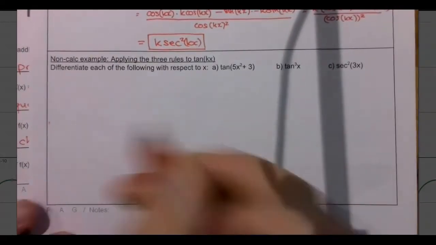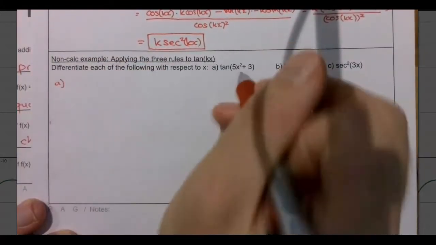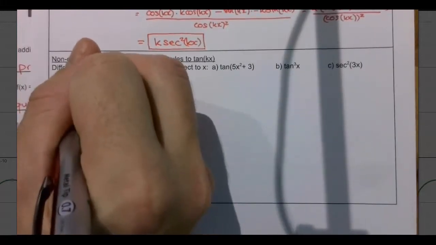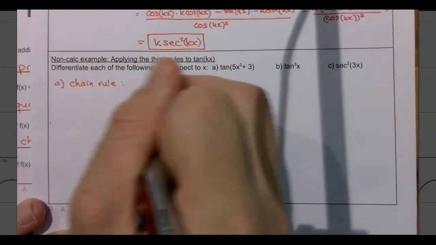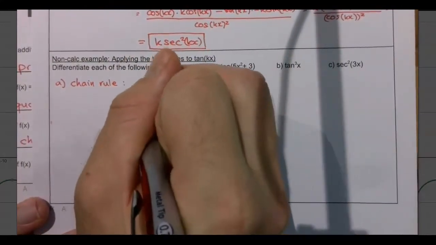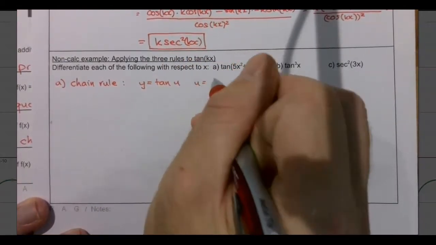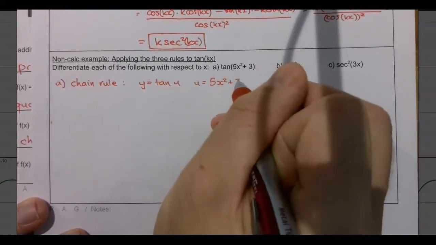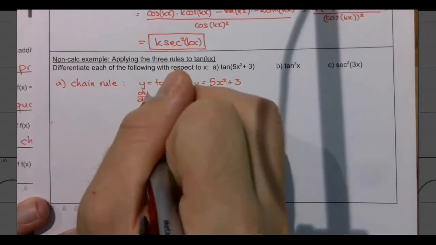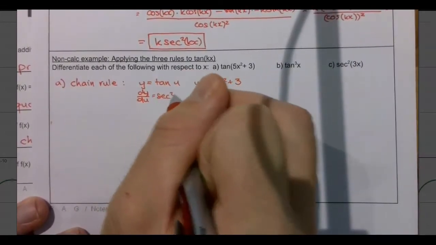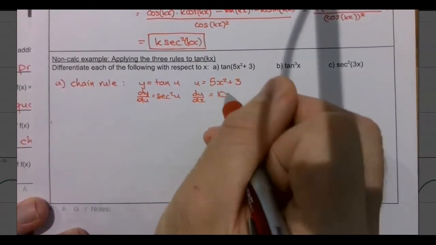Okay, so I'm guessing you paused the video and you tried all these questions, so let's run through them. First one, I can see I've got a function of a function. So it's an example of the chain rule. And doing my block of 4, the outside function is y equals tan of u, whereas the inside function is u equals 5x squared plus 3. I do my derivatives. dy by du this time is sec squared u, using the rule we just learned, and du by dx is 10x.